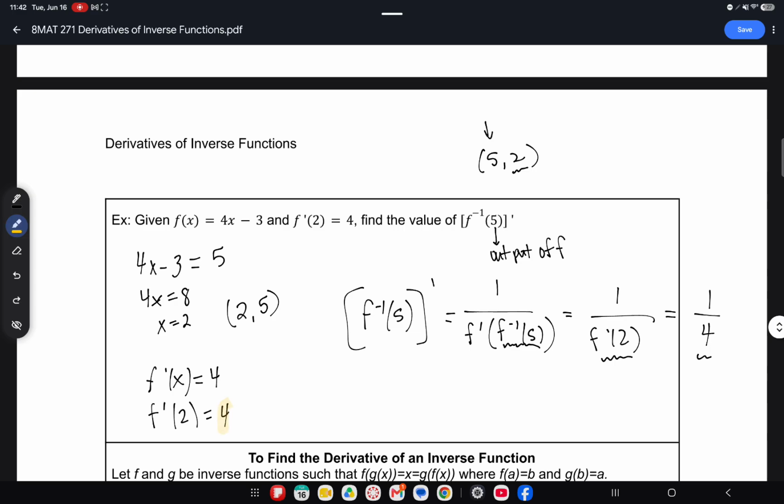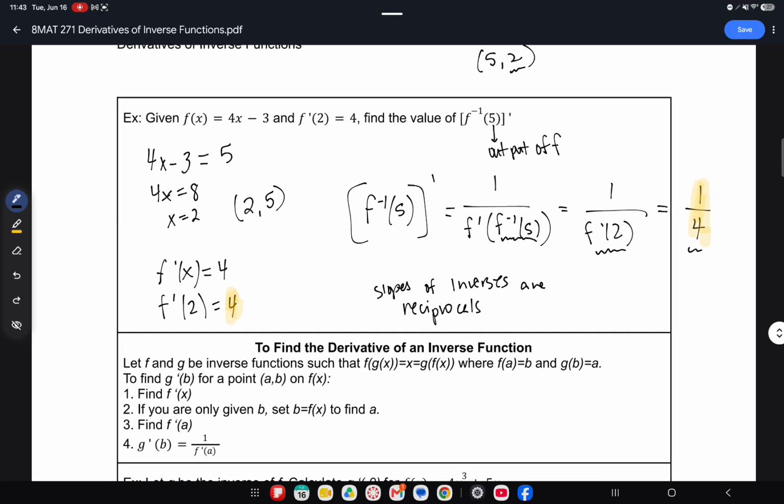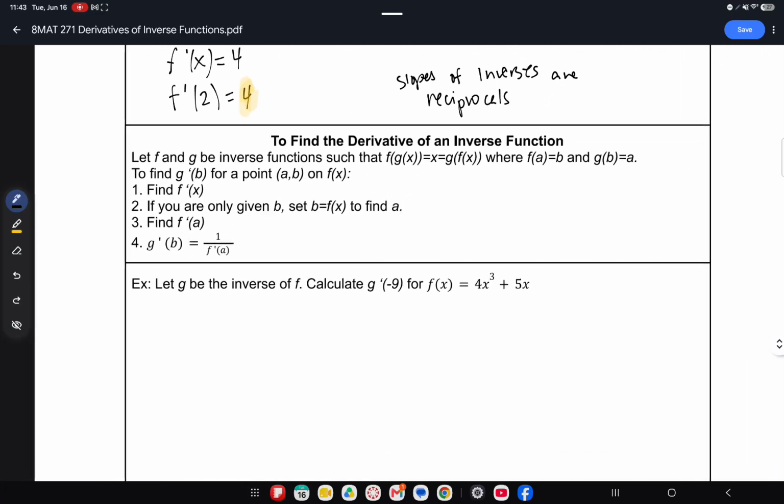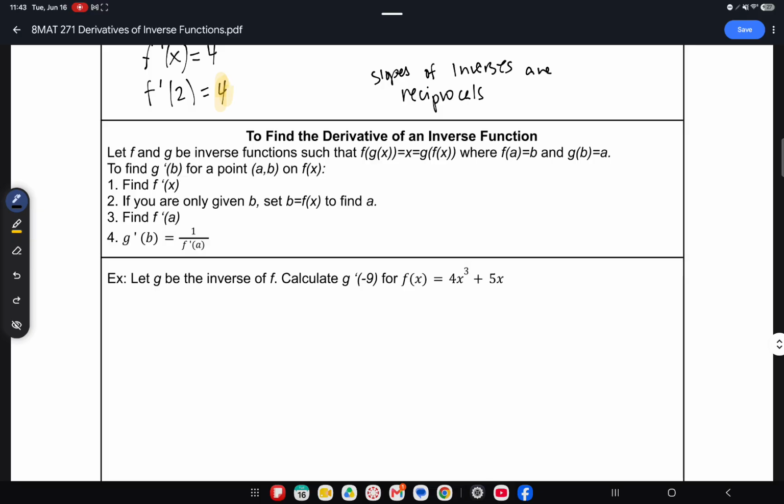Something to notice is 4 and 1/4 are reciprocals. So that's a little fun fact: slopes of inverses are reciprocals. If we want some nicely laid out steps here, let f and g be inverse functions such that f of g of x is x and g of f of x is x, where f of a is b and where g of b is a. So they're inverses of each other.